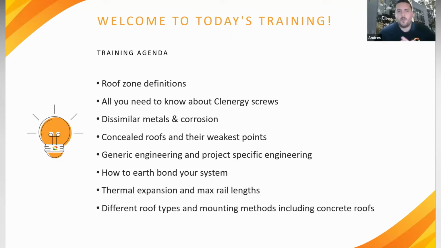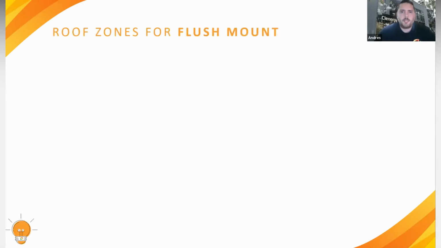We're also going to cover a little bit more about the 2 types of engineering certificates, which are generics and project specific, then how to earth bond your system correctly, and what the standards recommend us to do when installing. Then we're going to move through thermal expansion and maximum rail lengths, finishing with different roof types and mounting methods, including concrete roofs and what to do with them. So let's have a start.